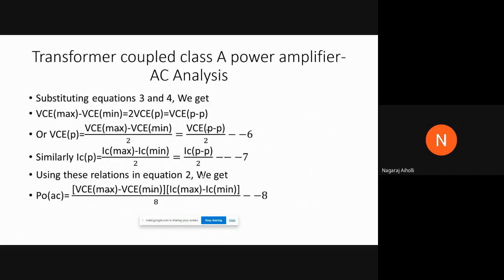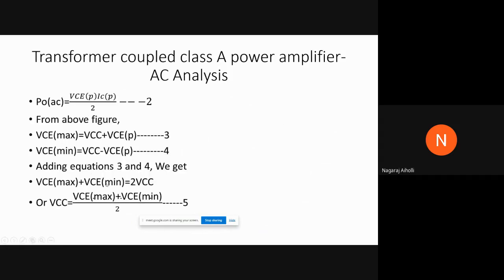Let us now substitute equations 3 and 4. Substituting equations 3 and 4, that is VCE max. Now we will be calculating VCE max minus VCE min. Right? First we calculated VCE max plus VCE min. Next is VCE max minus VCE min. That will be VCC minus VCC, which will get cancelled.